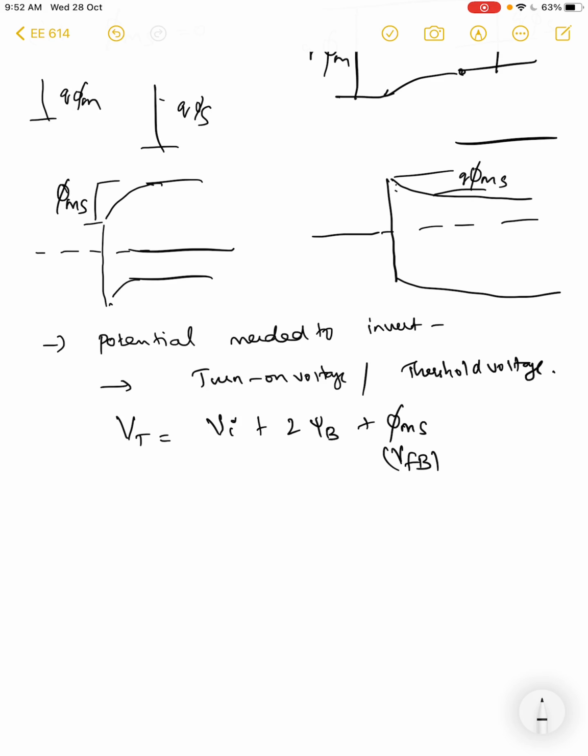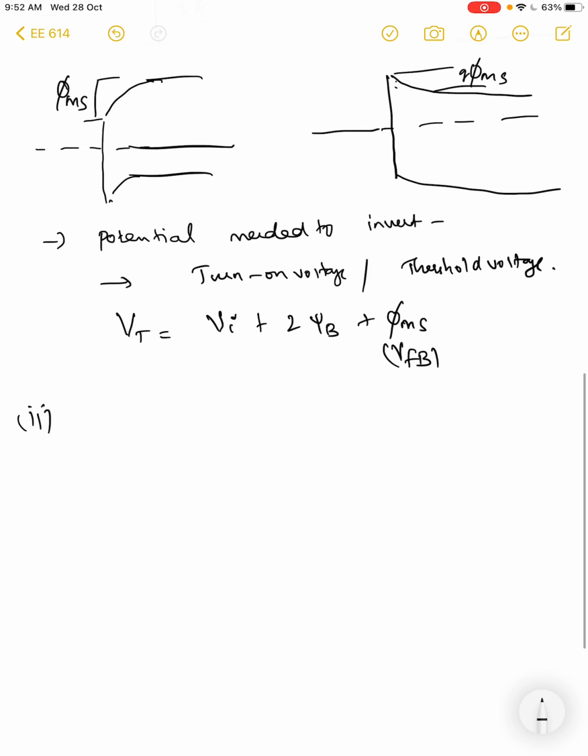So this flat band is one non-ideality that we did not consider before. We assumed that the metal and semiconductor are at equal work functions. This is the first one. The second non-ideality that we will deal with today is traps, charges at the interface and the insulator.